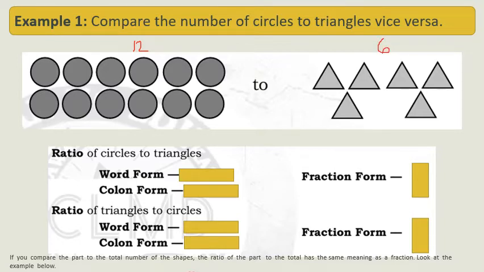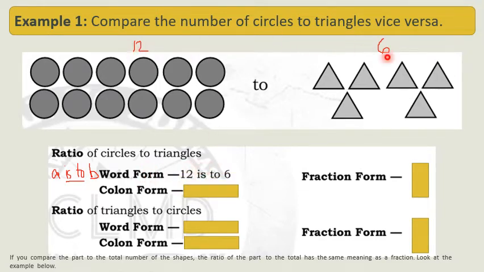So, paano natin siya i-compare? We have 3 ways. So, pwedeng it's either word form, column form, or fraction form. Kung sinabi natin word form, ibig sabihin nito is gagamit tayo nung word. For example, A is to B. Ayan. So, gagamit tayo ng is to na word. So, paano natin yan i-compare dito sa circle? So, circle muna. Circle to triangle. So, circle, how many circles? We have 12. And triangle is 6. So, ang word form natin for the ratio of circle to triangle is 12 is to 6.